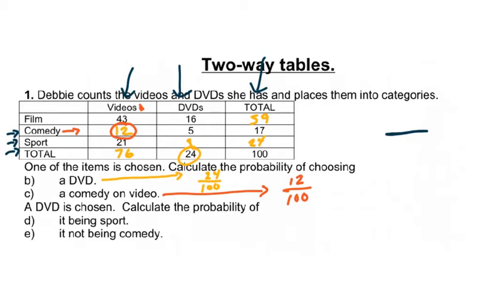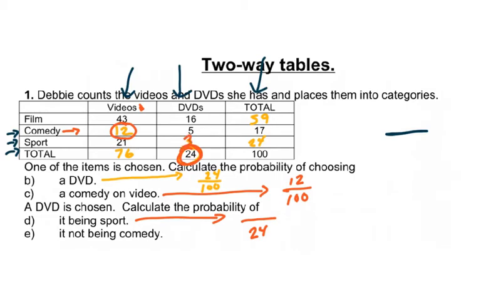Understanding what each cell means is vitally important. Now, these were both out of 100 because there were 100 total that we were choosing from. The second ones are conditionals. It says a DVD is chosen. So this would be the same as: given that a DVD is chosen, what's the probability of it being sports? So given that a DVD is chosen, there are 24 DVDs. So that's what we're looking for. Out of these 24, how many were sports?